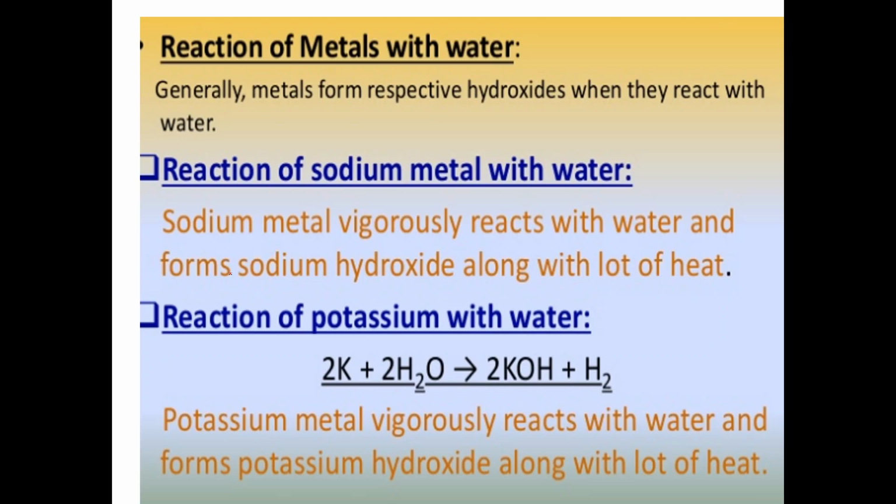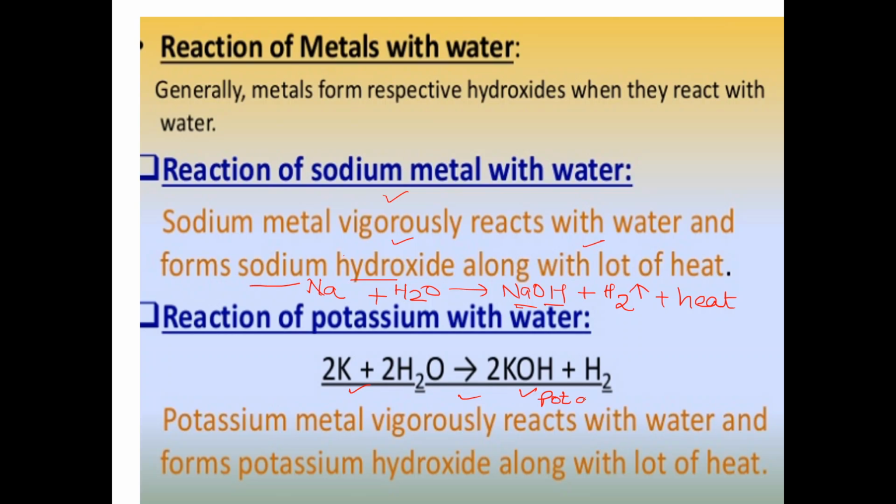Next is reaction of metals with non-metals. Reaction of sodium metal with water. Sodium metal vigorously reacts with water to form sodium hydroxide along with lot of heat, as well as hydrogen gas is also evolved. The symbol of sodium is Na. When it reacts with water, you know H2O, it forms sodium hydroxide. This is sodium hydroxide, NaOH, OH is for hydroxide, plus evolution of hydrogen gas, and heat is also liberated.